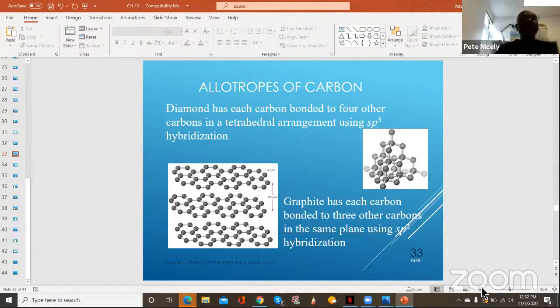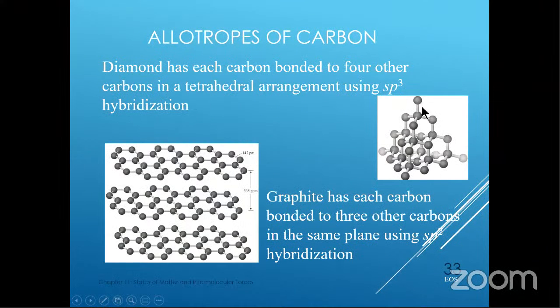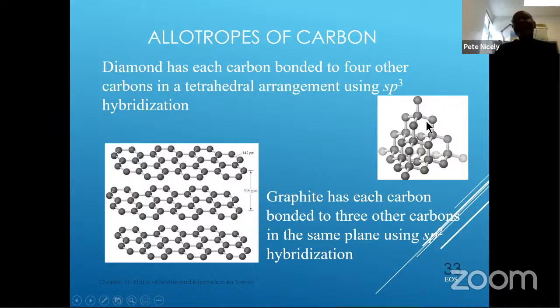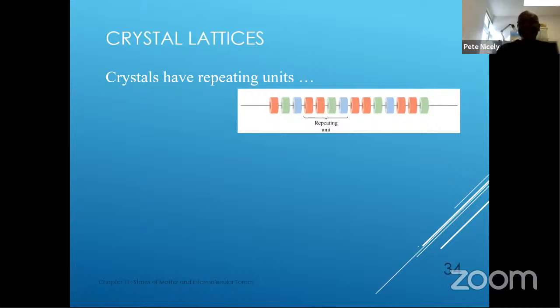The last thing we discussed were the allotropes of carbon, and I mentioned two allotropes. There are actually more, but these are the two main ones that often come up in general chemistry discussion. You have the diamond and you have the graphite, and we talked about the arrangement of the atoms and so on. So the next thing we're going to talk about are crystal lattices.